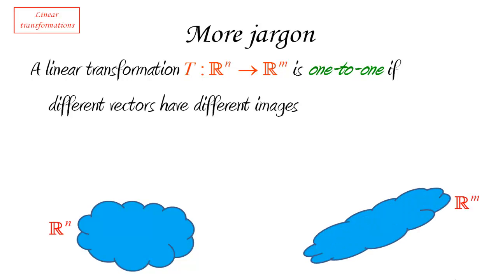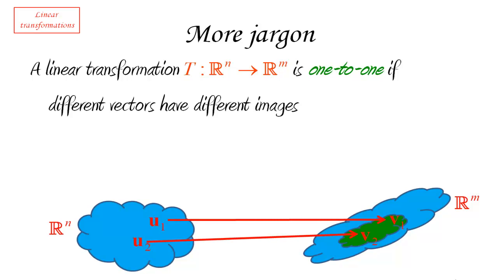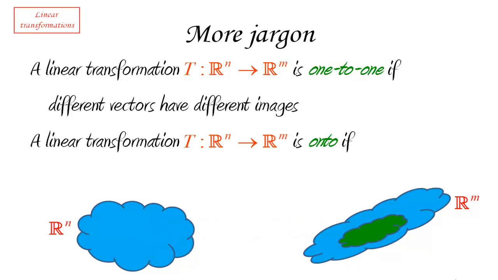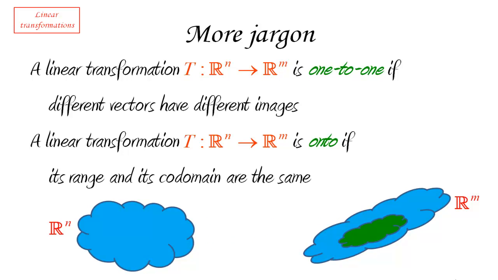So here we have our domain, here we have our range. A transformation is one-to-one if I pick two vectors u1 and u2 in the domain and I look at their images, those images are also going to be different vectors. Let's look at it from the other point of view. A function is not one-to-one if you can find two vectors in the domain that have the same image in the range.